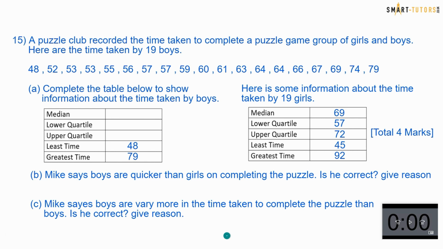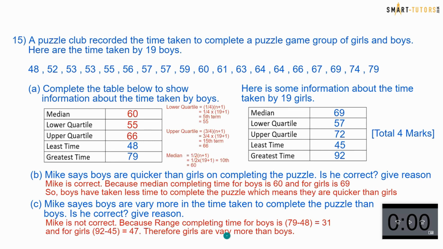For part A, you must read the question carefully and work out how to find the median, lower quartile and upper quartile. Second part, Mike says boys are quicker than girls at completing the puzzle. Is he correct? Give a reason. Mike says boys vary more in the time taken to complete the puzzle than girls. The question needs to be altered to say girls. Is he correct? Give a reason.